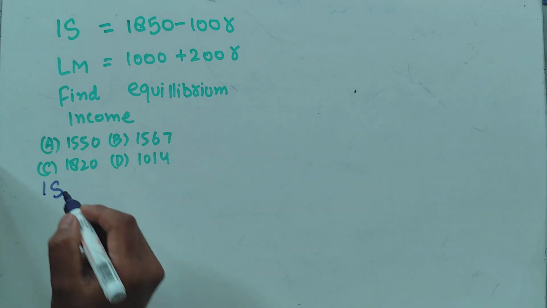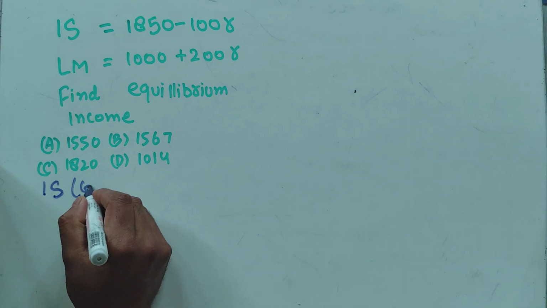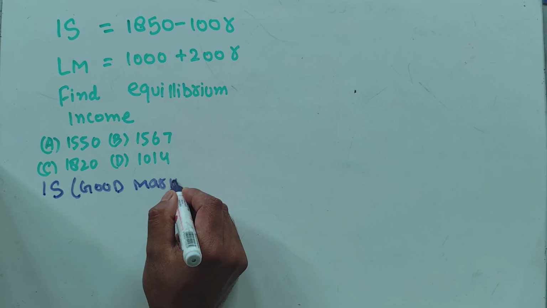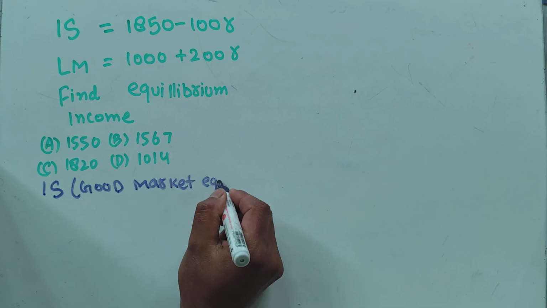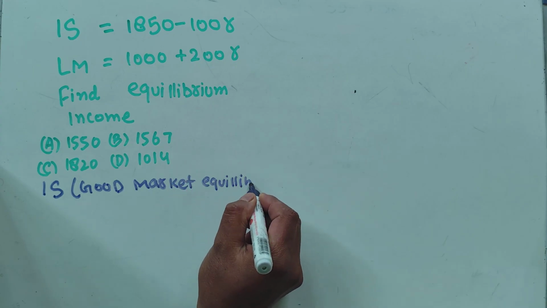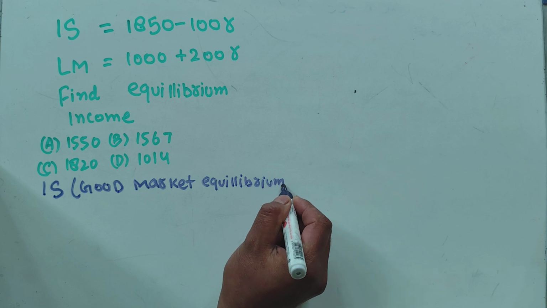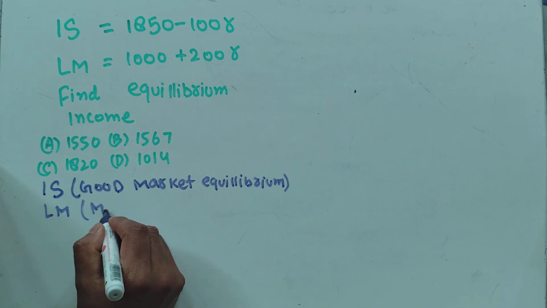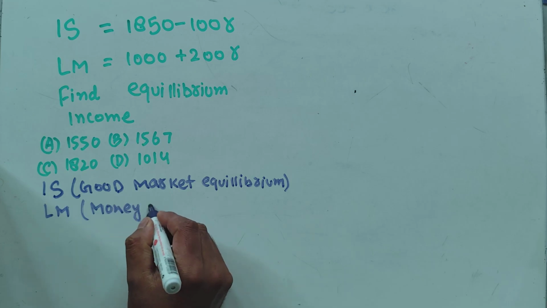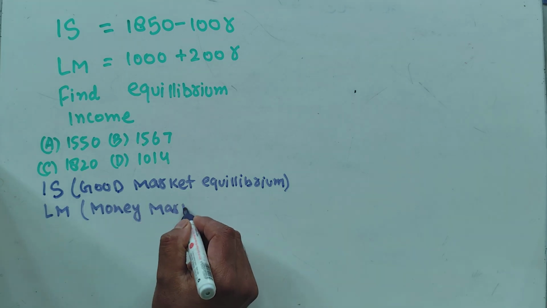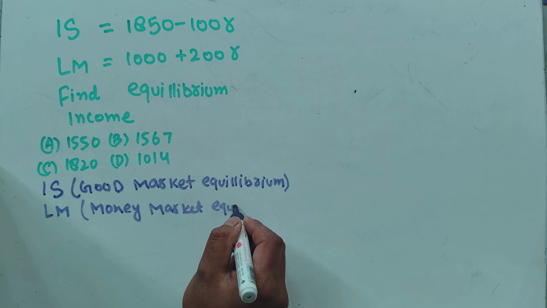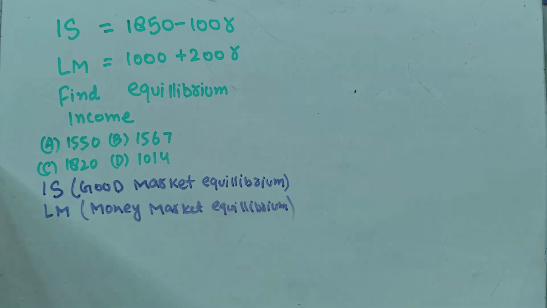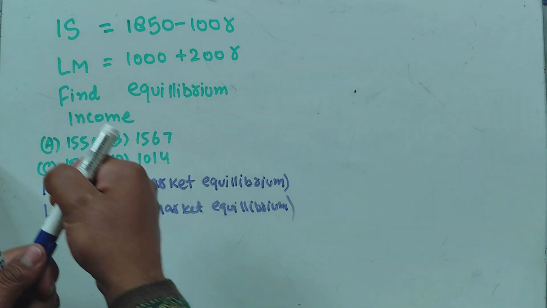Our IS, which shows us the goods market equilibrium, should be equal to the LM, which shows us the money market equilibrium. So we are being given the IS equation. This is our IS equation.